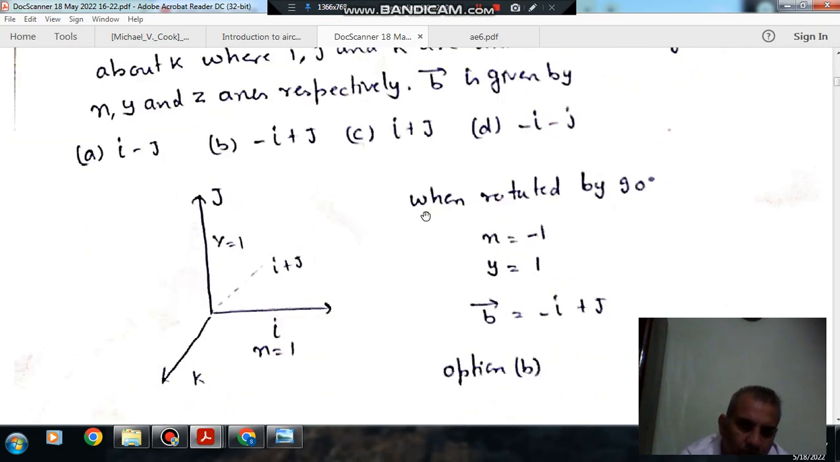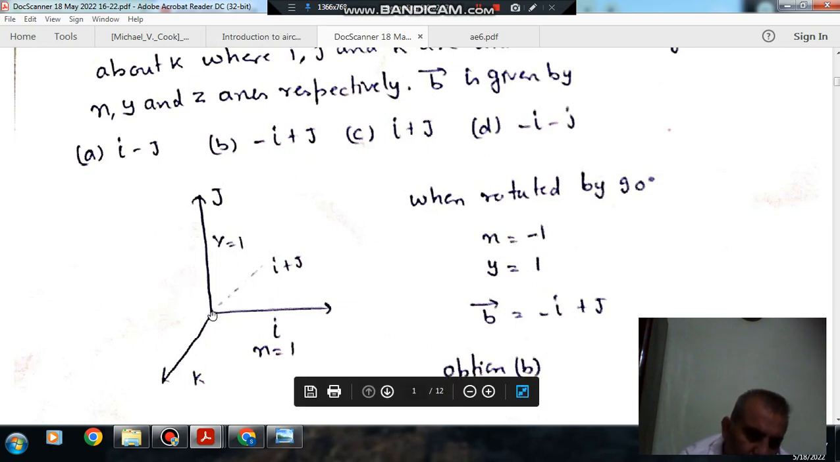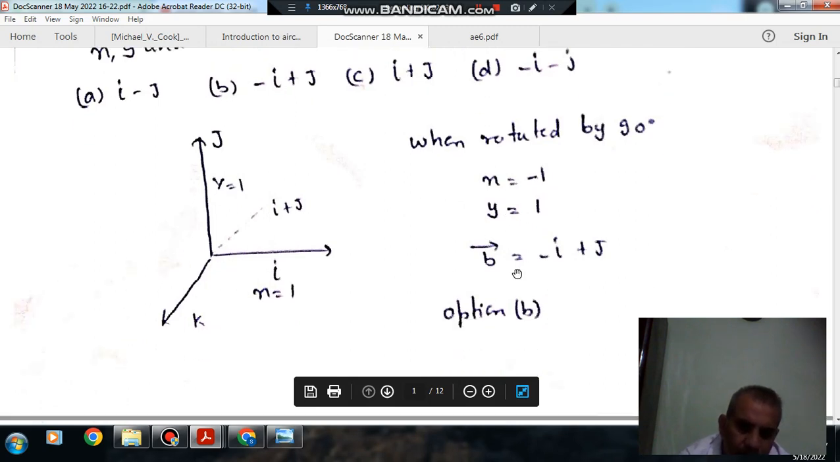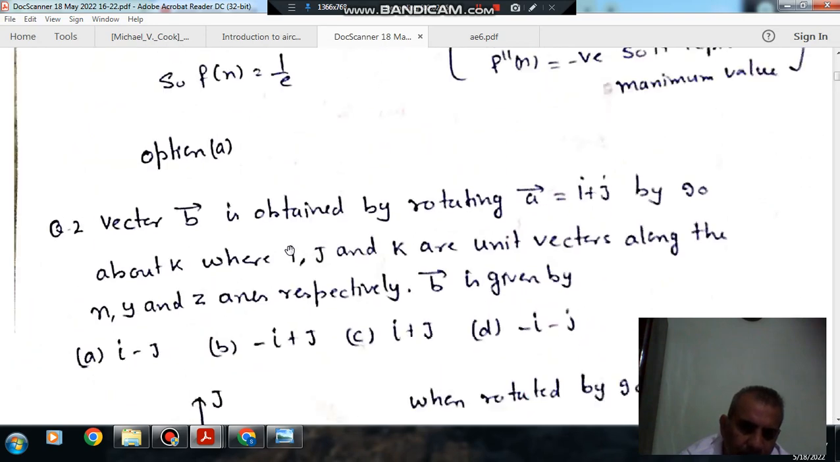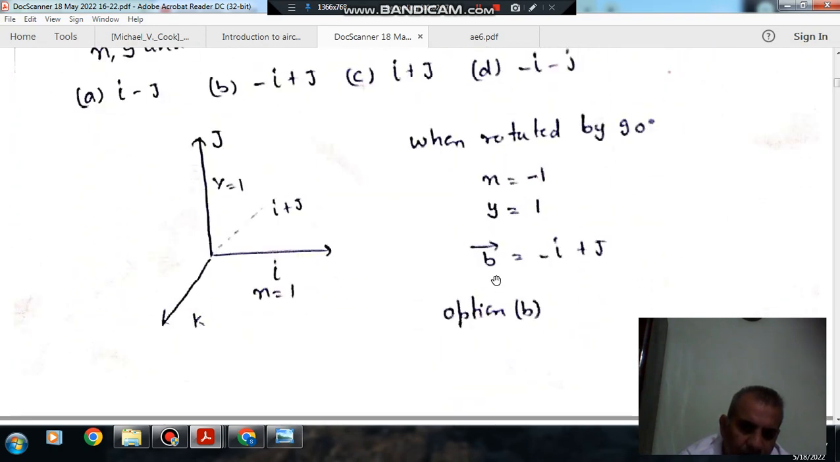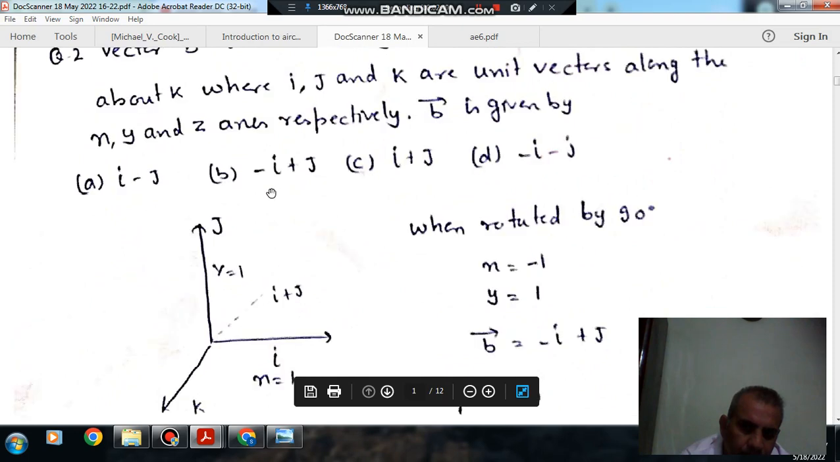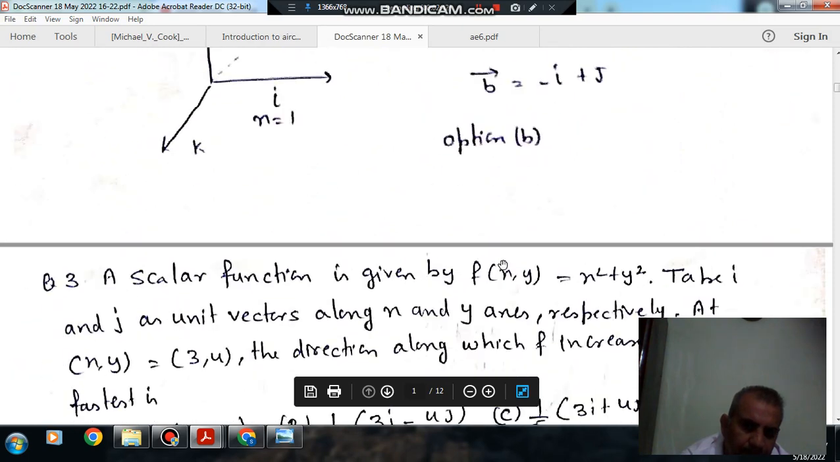Okay, so this is your i + j vector, and when it is rotated about the z axis, it will reach this position. So here x is equal to 1 and y is equal to 1, and when it is rotated by 90 degrees, it is like this. So x will be minus 1 and y will be 1. So vector b will be -i + j, and the answer is B.